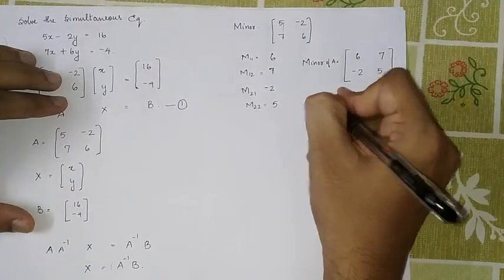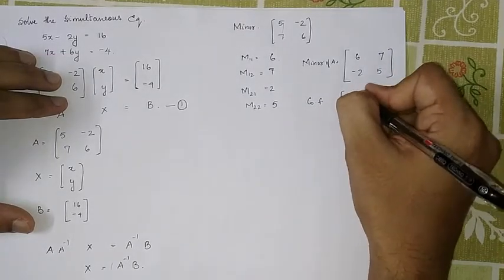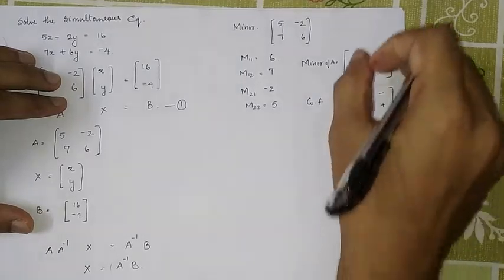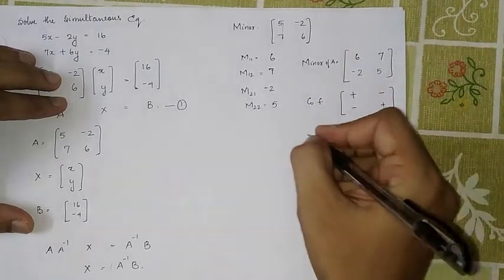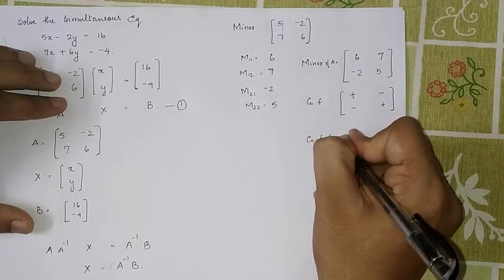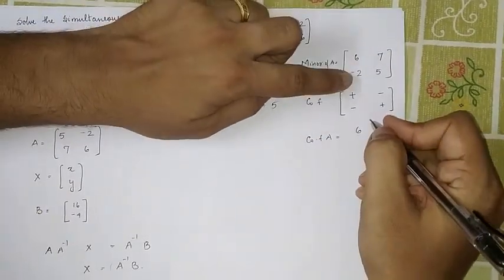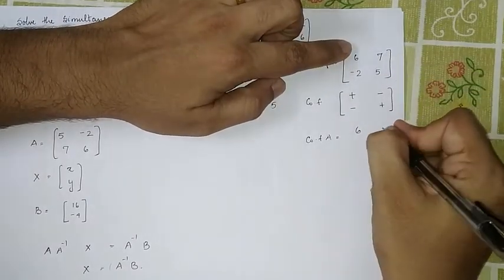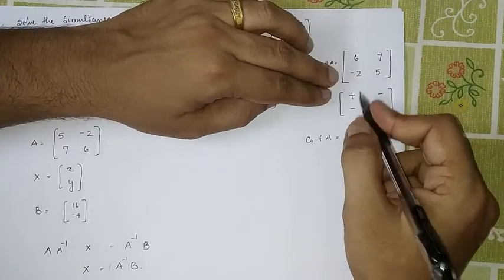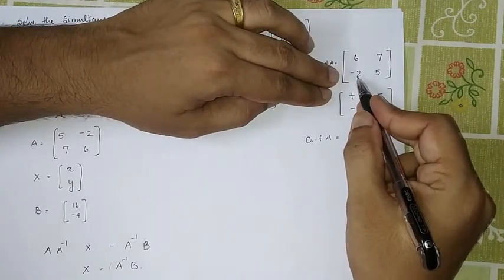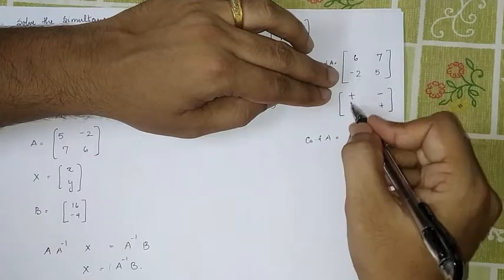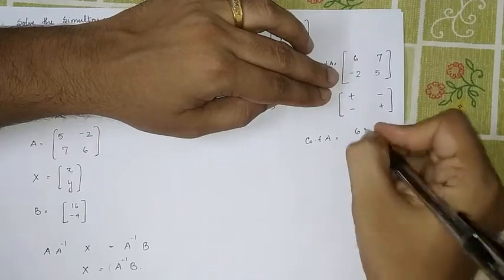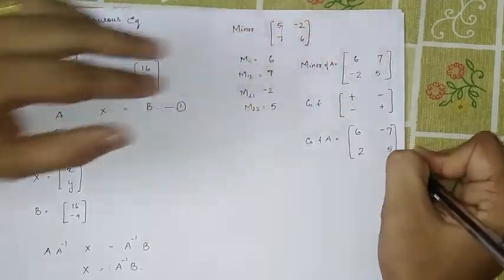Now what is the cofactor? You know the formula, plus, minus, minus, plus. When you multiply this with these signs, you get the cofactor of A. Here it's plus 6. Here you have to apply a minus sign, so it becomes minus 7. Here you multiply with minus 1, so minus of minus becomes plus 2. And here again it's 5. So this is the cofactor matrix of A.